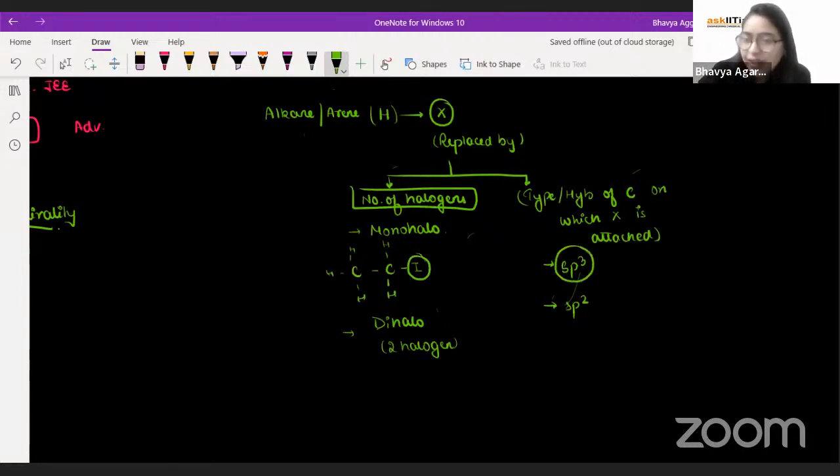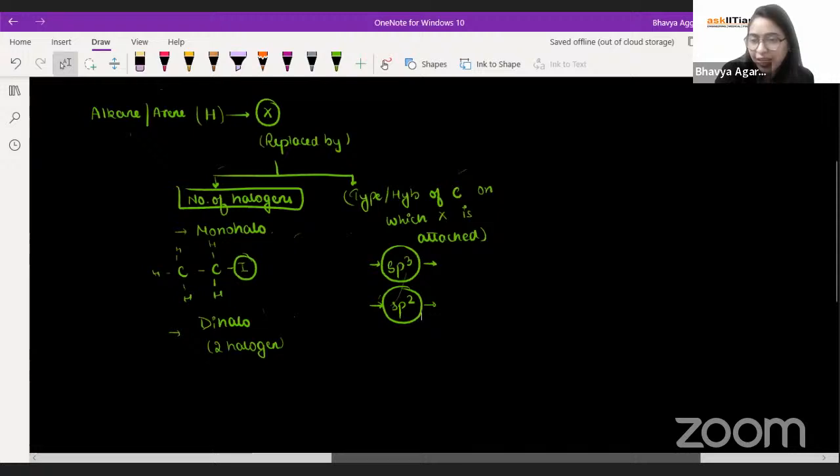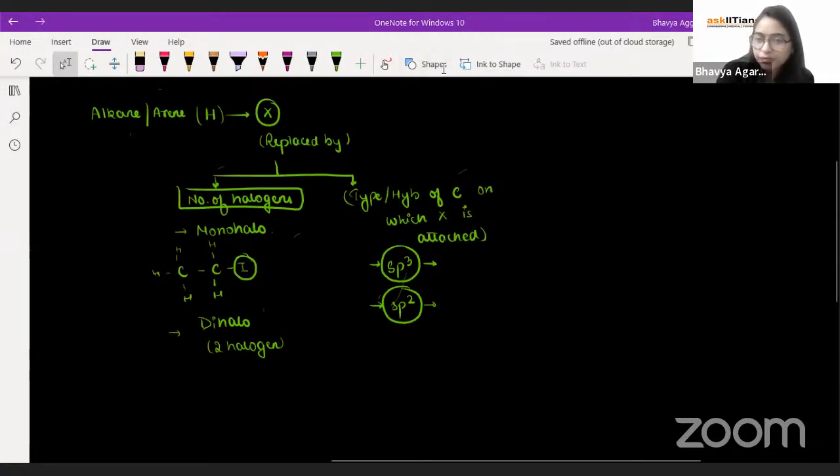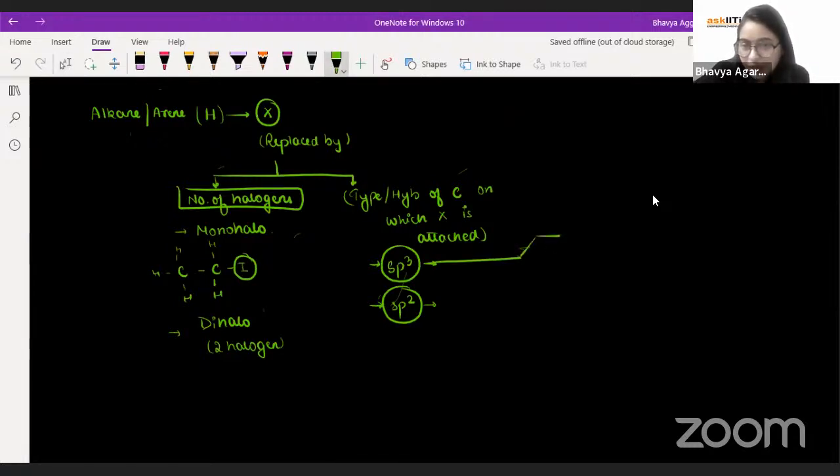Out of the 3 cases, it is these 2 cases which are of prime importance to me. When the halogen is attached to an sp3 hybridized carbon, again, it can form a haloalkane like this. These are the only carbons I'm drawing. Of course, you can complete the hydrogens. Second case is allyl compounds.